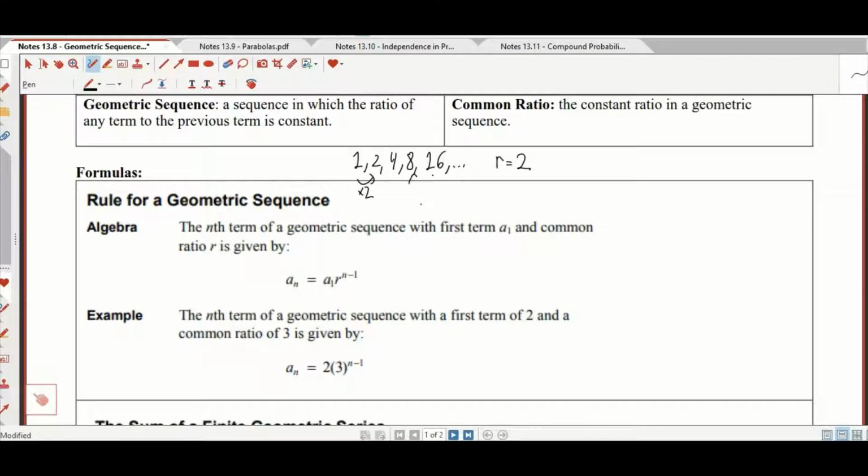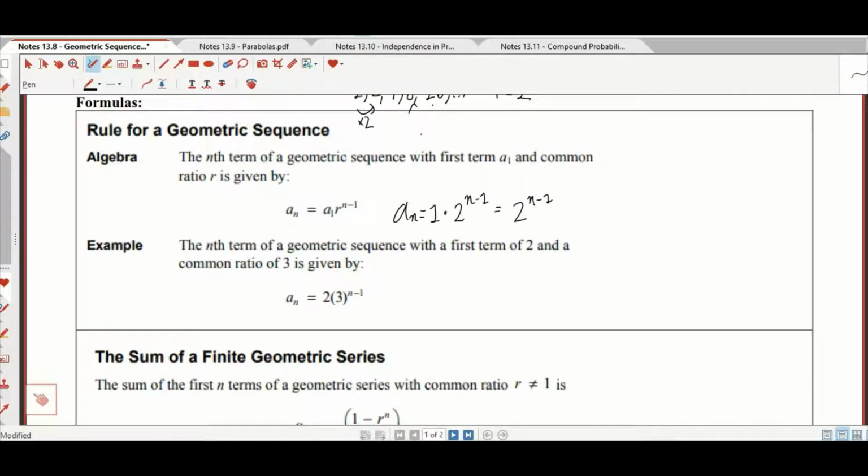So the nth term of a geometric sequence, with first term a sub 1 and a common ratio r, is given by a sub n equals a sub 1 times r to the n minus 1. So in our example above, a sub n would be equal to the first term, 1, times the common ratio 2 to the power of n minus 1, which, by the way, you can simplify as 2 to the n minus 1.